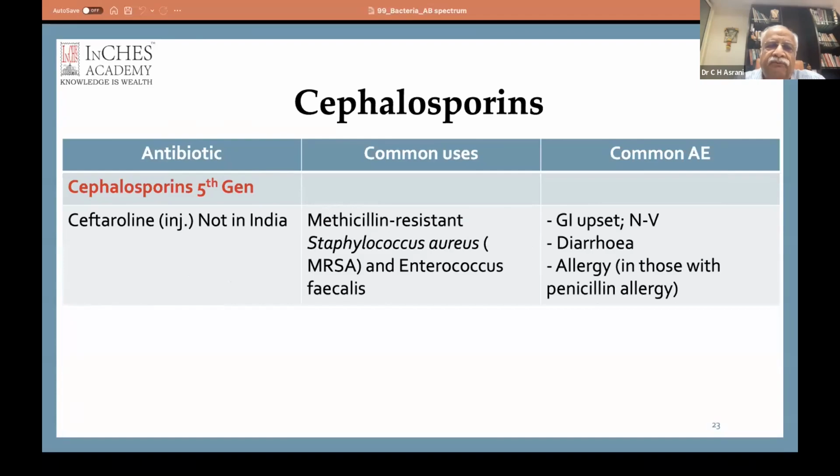And cephalosporin 5th generation is not available in India. It is ceftaroline injectable form. It is used for MRSA, methicillin-resistant Staph aureus, and Enterococcus faecalis. GI upset, nausea, vomiting, diarrhea, allergy.